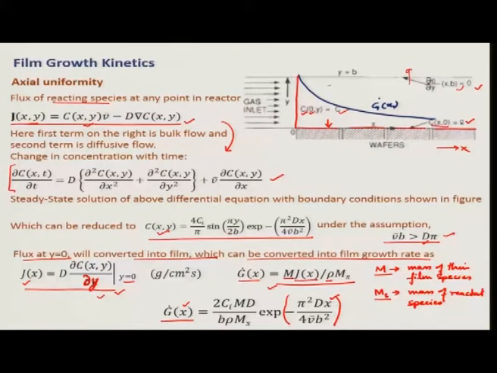Since the deposition rate is decreasing exponentially with x, my deposition rate at various points or various wafers would be different, and I will not have uniformity. Now, how do we counter this problem if for some reason we are bound to have a reactor like this? Rather than keeping wafers along the axis, we can keep the wafers at an incline.